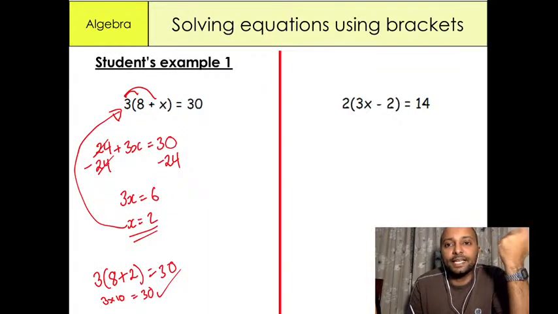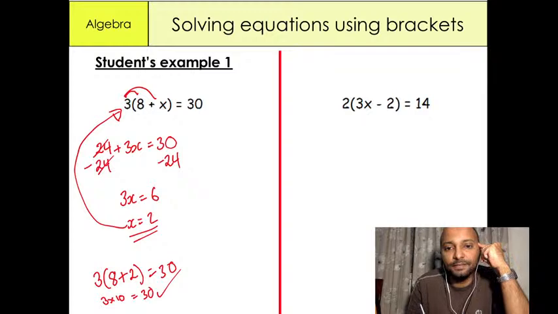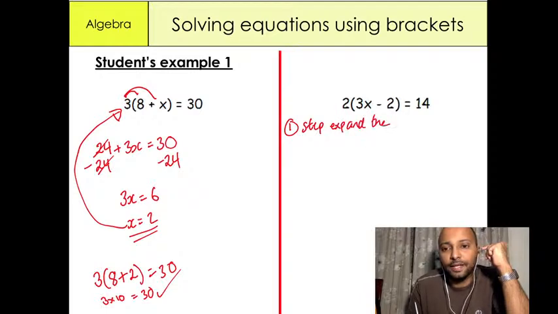Here again, it's the same process. You need to expand the bracket first. So again, let me write over here, step 1, expand the brackets. So 2 times 3x, which is 6x, and 2 times negative 2, which is minus 4, equals 14.